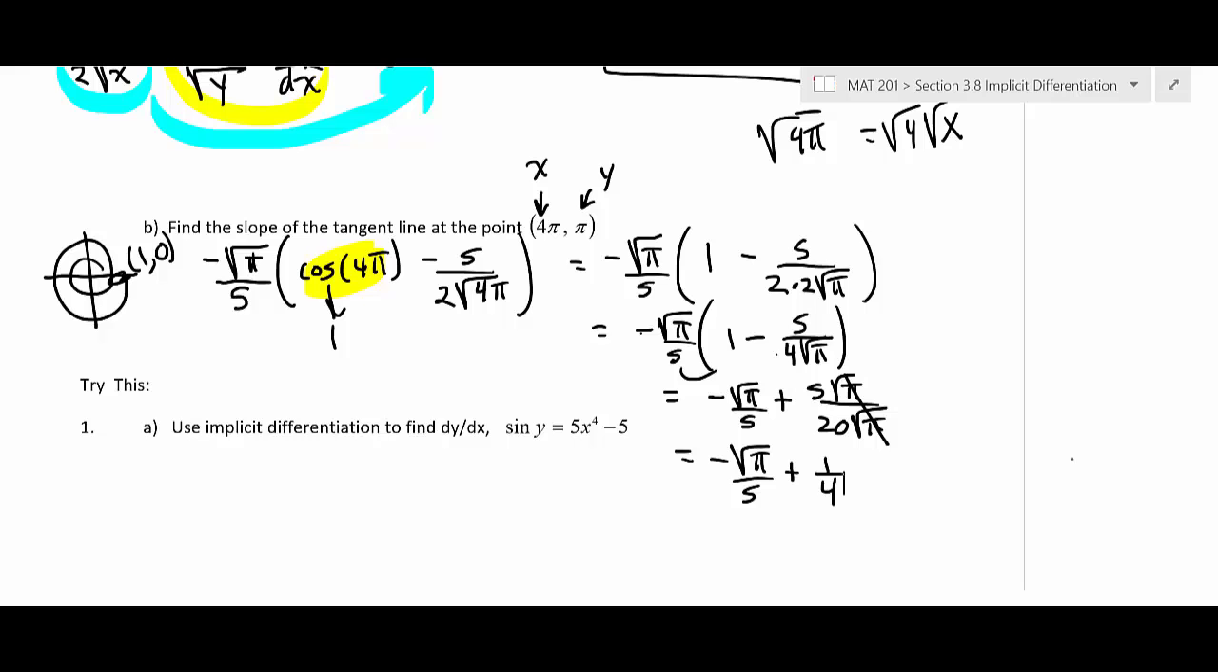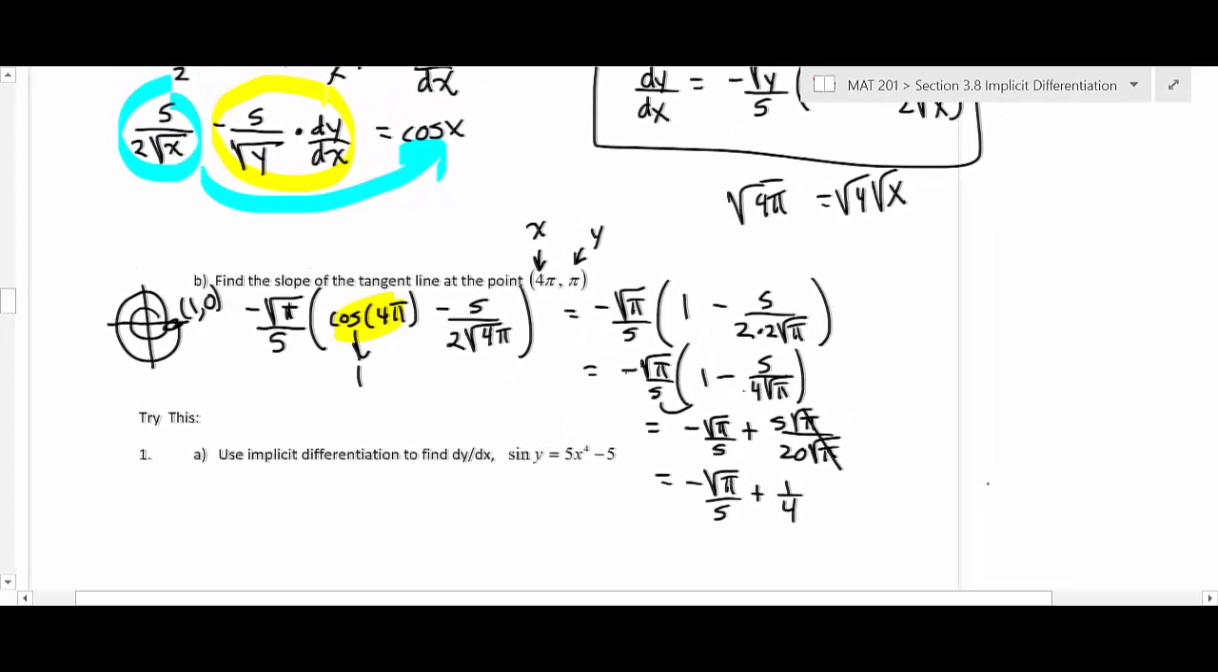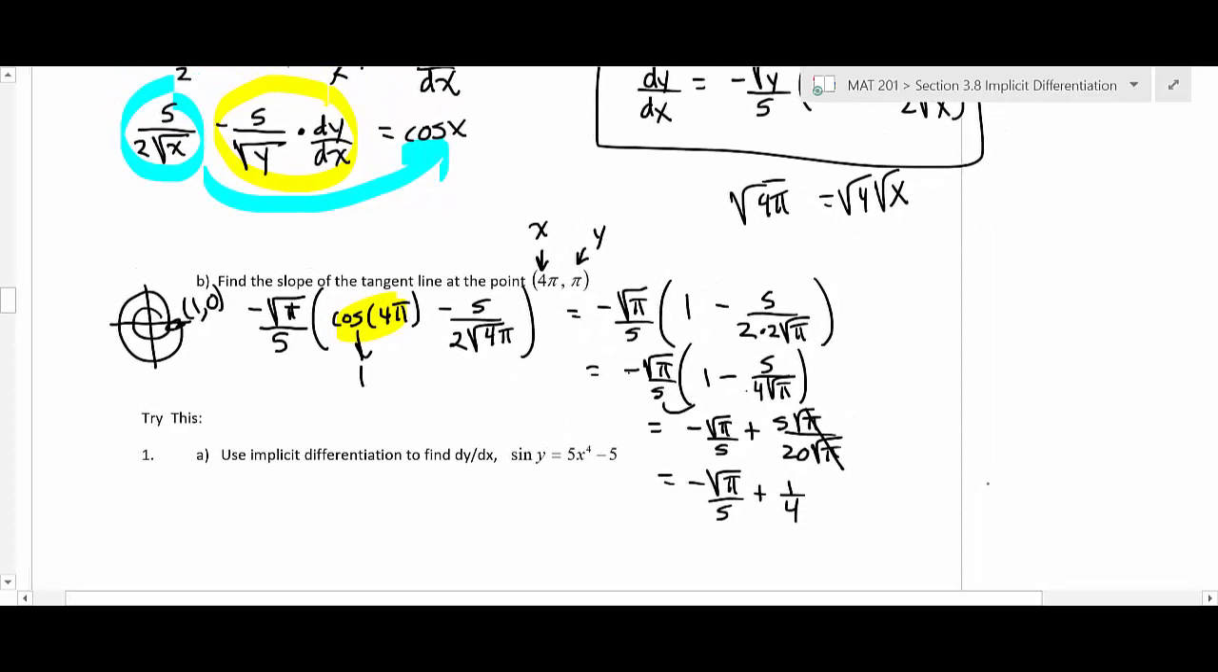What requires you to do that implicitly is you can't solve the equation for y. So that's what you're getting into in this section. We'll work on this a little bit more next time.